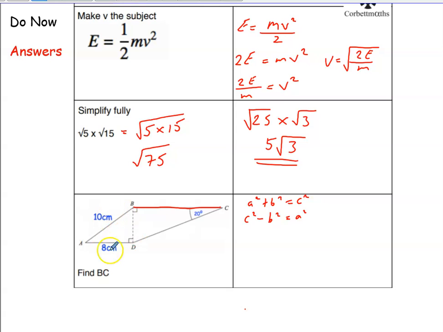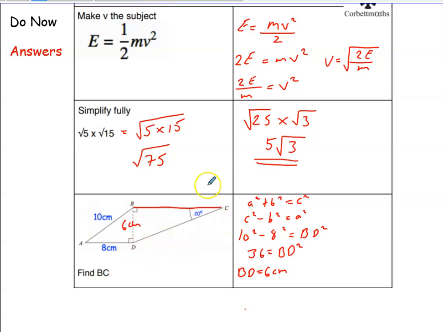So let's put those values in. Our c would be 10 squared, minus b squared, which would be 8 squared. And our a squared represents BD, so let's write BD squared. Let's pop that in the calculator. That gives me 36 equals BD squared. And hopefully you know that 6 squared is 36. So BD is 6 centimeters. I'm going to write that in here. So we've got 6 centimeters.